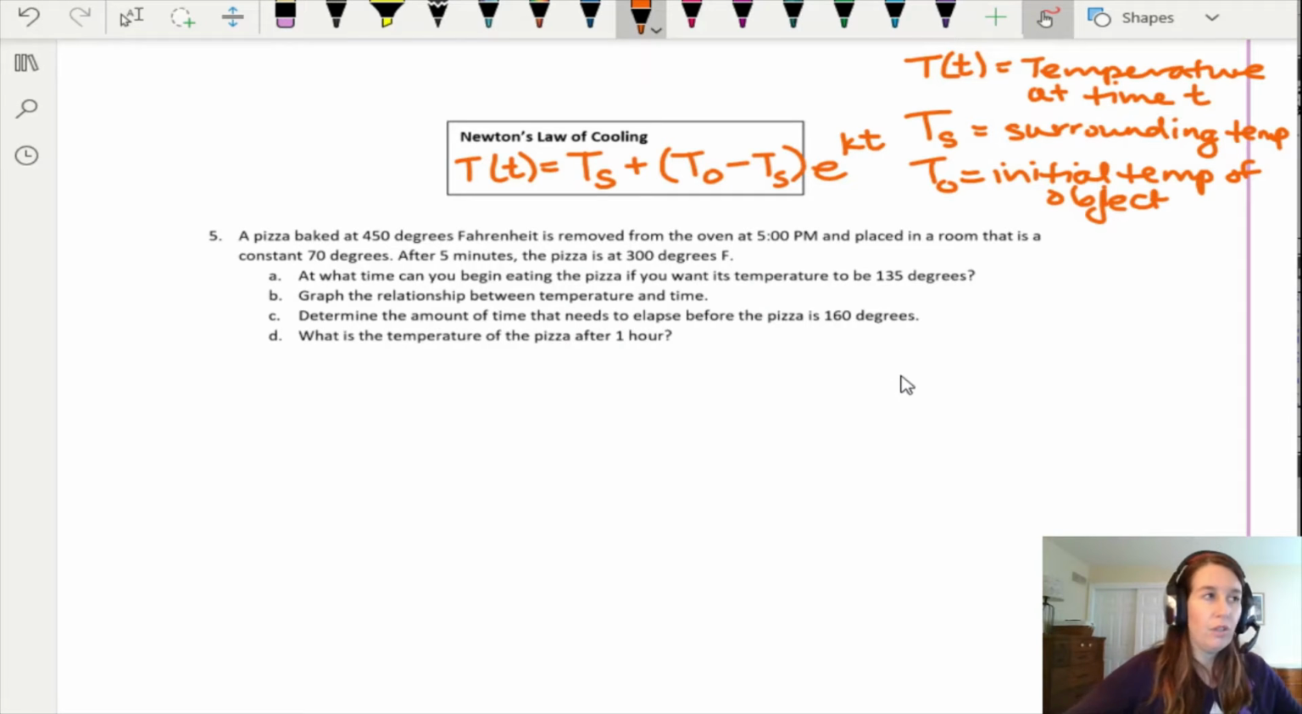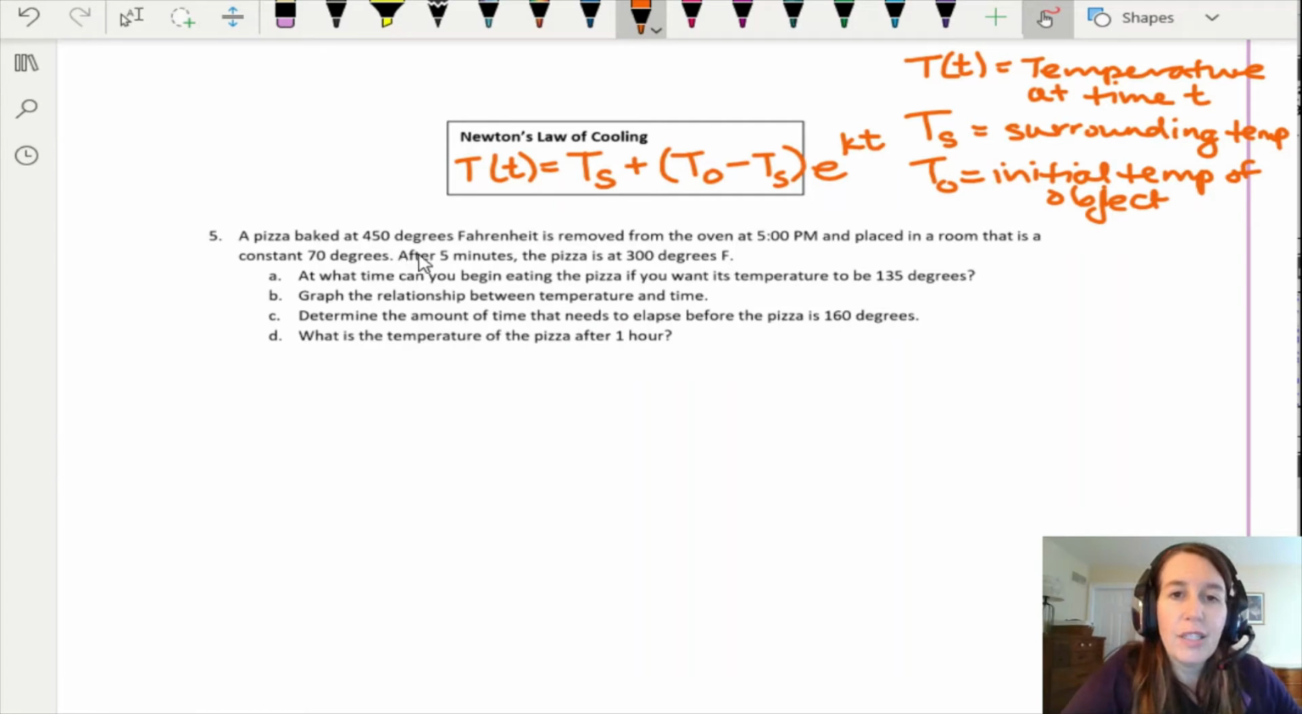So for example, a pizza is baked at 450 degrees, removed from the oven at 5 o'clock p.m., and placed in a room that is 70 degrees. That's a pretty typical thing to happen, at least in my house, right? You cook a pizza in the oven and your house temperature is about 70 degrees. Those are pretty typical Fahrenheit measures. If you're not as familiar with Fahrenheit, that's pretty normal.